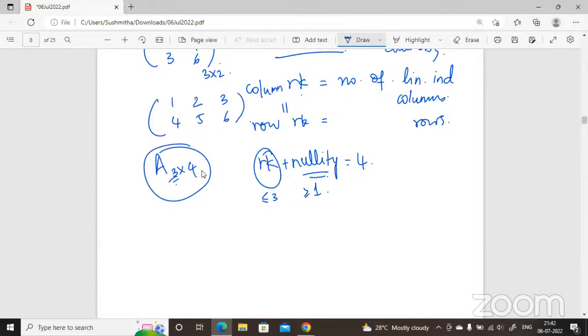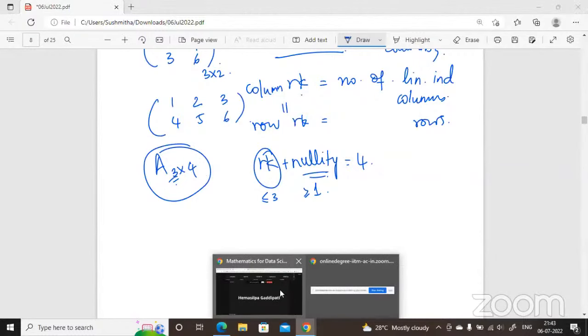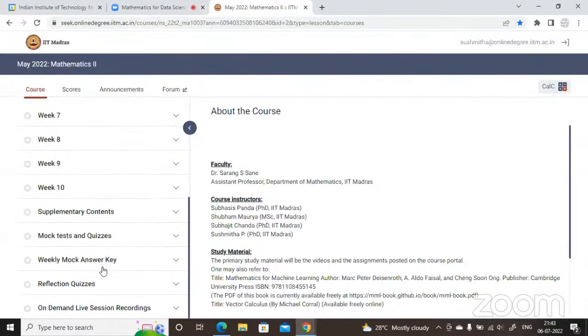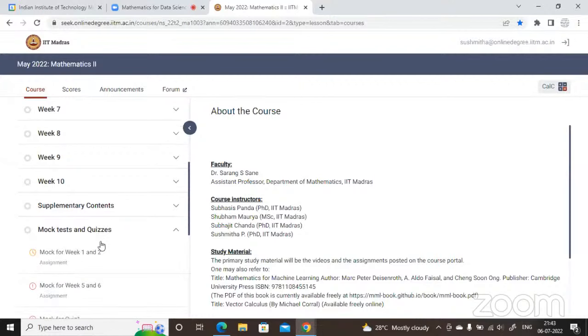Right? Yes. That's why the nullity is greater than or equal to 1. Actually, in the mock, when I solved the first question, a 3 cross 2 matrix, they asked the same question. And when I gave the rank, saying the maximum rank will be 2, I got it wrong.